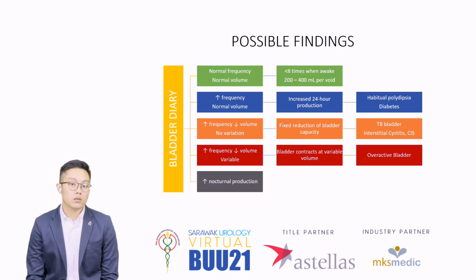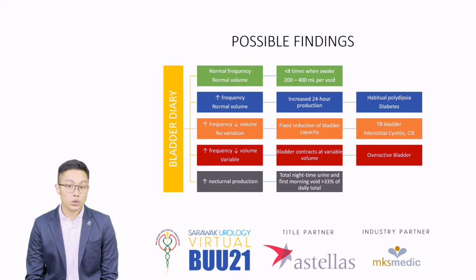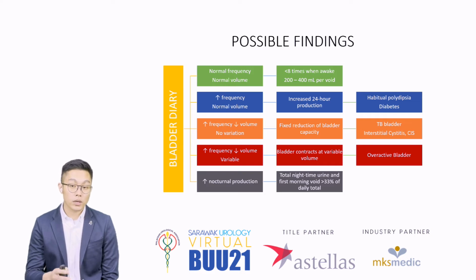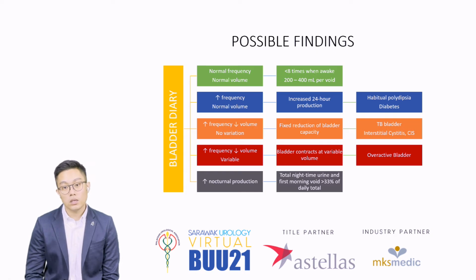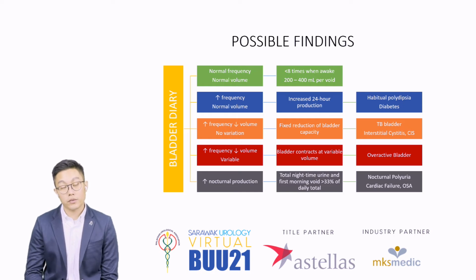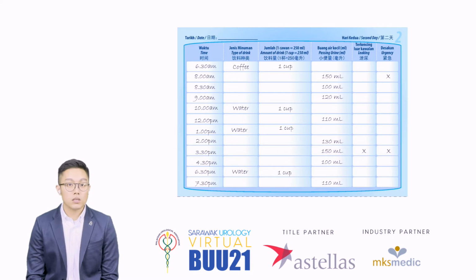When there's an increase in nocturnal production, defined as the total nighttime urine together with the first morning void exceeding 1/3 of your daily total, this is indicative of a nocturnal polyuria, which can be contributed to by cardiac failure or obstructive sleep apnea. So let's see the chart that I have of a patient.